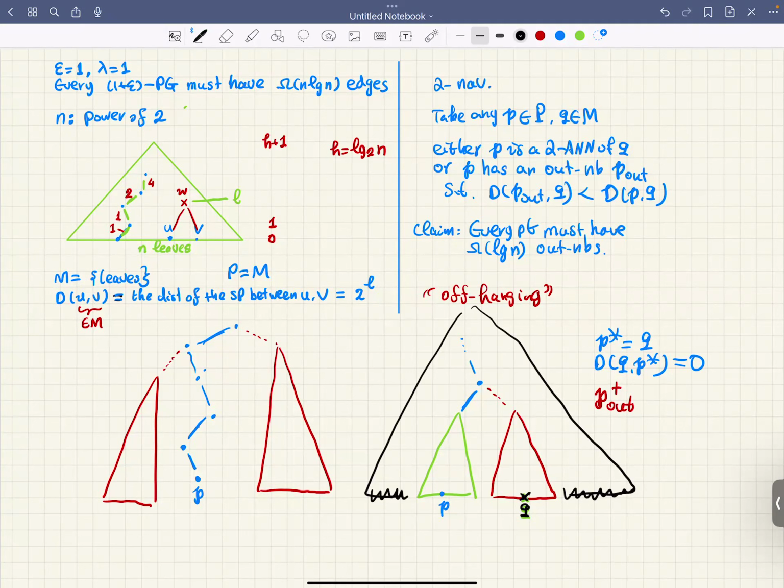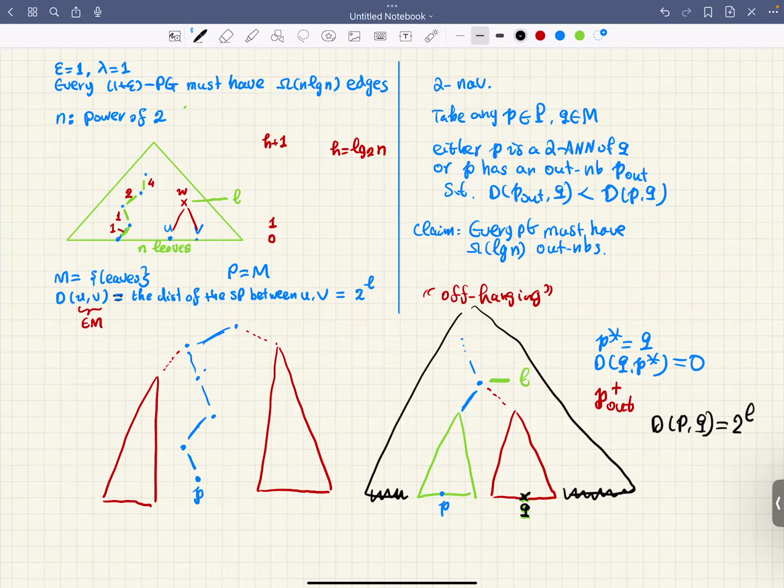Now let's calculate the distance between P and Q. I told you before, the way that the distance, the edge weights, are designed gives a very convenient way to calculate the distance. All you have to say is, what is the level of this guy? Let's say that the level is L. So you already know that the distance between P and Q is 2 to the power of L. Okay, good. Now let's reject the first possibility first. Let's say you tell me that this P plus out, your best out-neighbor, is in the green subtree.